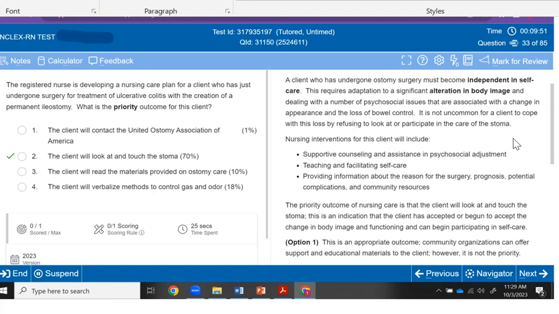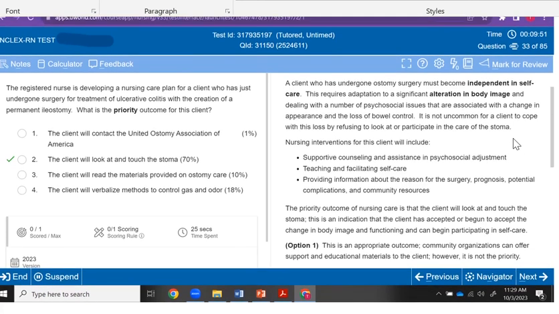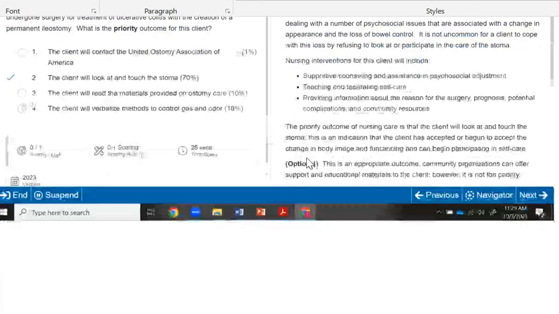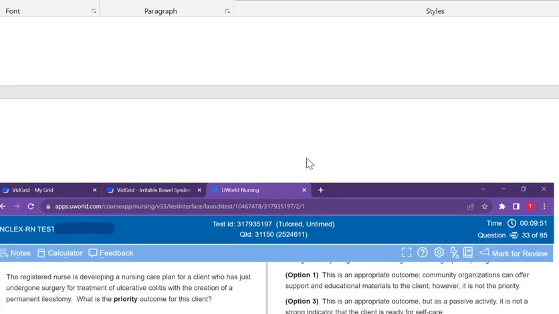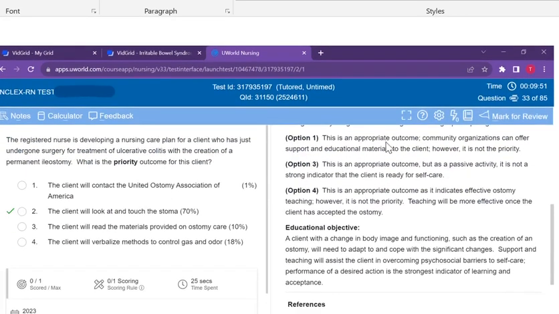It's scary. So how do we know that they're handling this well? Is that they'll look at their stoma. And what would be your priority outcome out of these choices: to look at the stoma, and that tells us that the patient is improving. Let's look here. It says this is an appropriate outcome. Community organizations can offer support and educational materials to the client. However, it's not the priority.